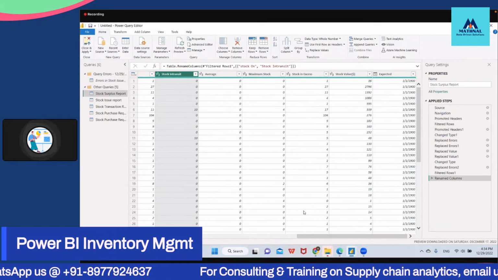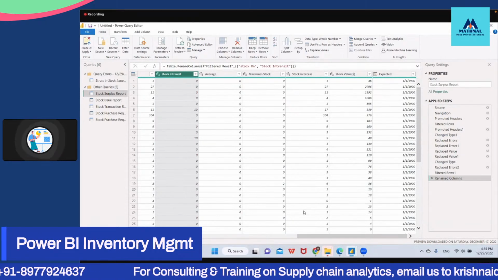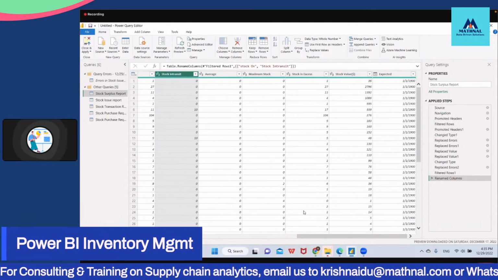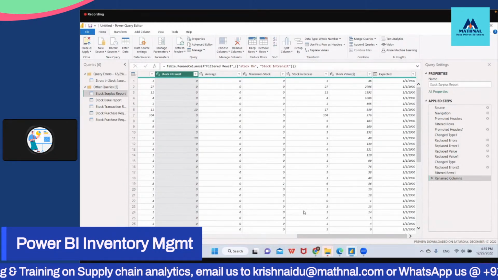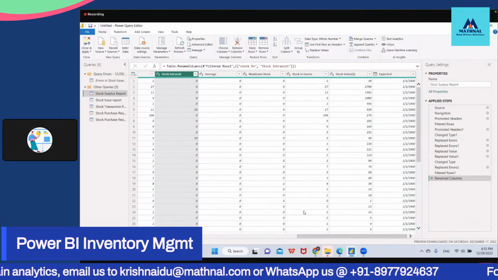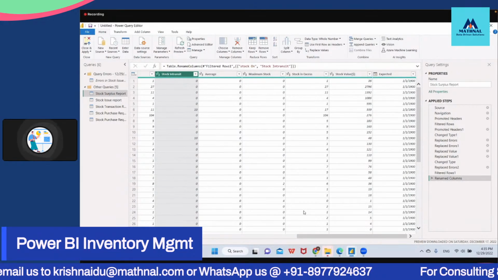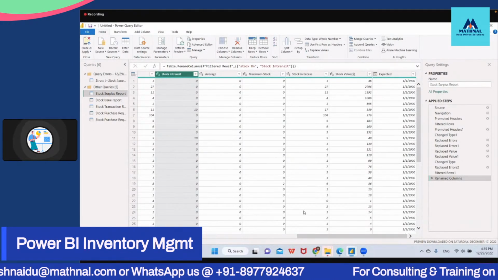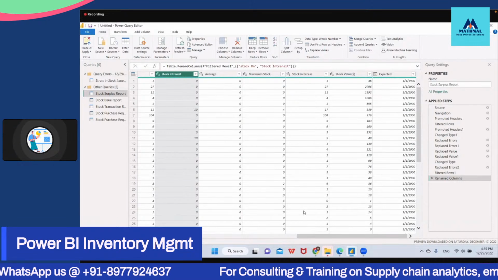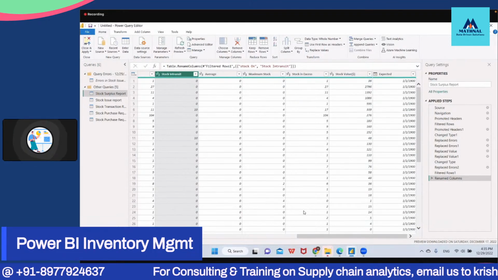So iPhone. Suppose you have 10 iPhones, you have excess 10 iPhones in your stock, for example. So each iPhone costs how much? For example, 10,000. Okay, sir. So how much excess stock value you have? That is 10,000 into 10.